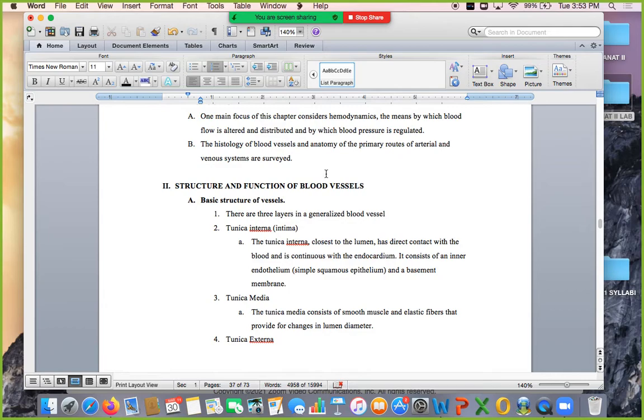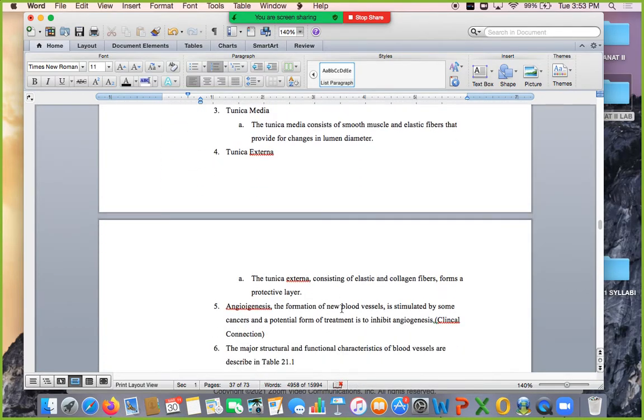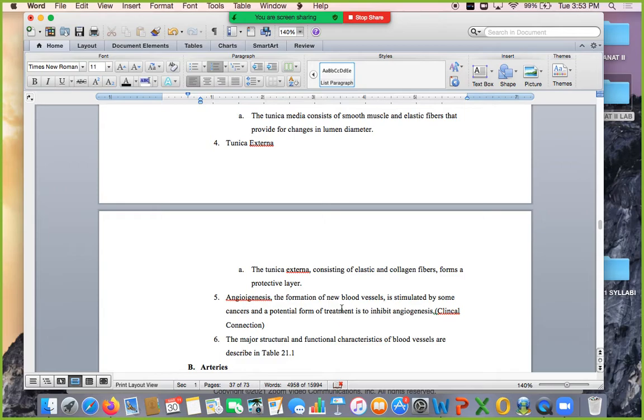The interna is going to be the one closest to the lumen that's in contact with the blood. And the media is going to have smooth muscle and elastic fibers. And the tunica externa is going to have elastic and collagen fibers and is the most protective layer of all.